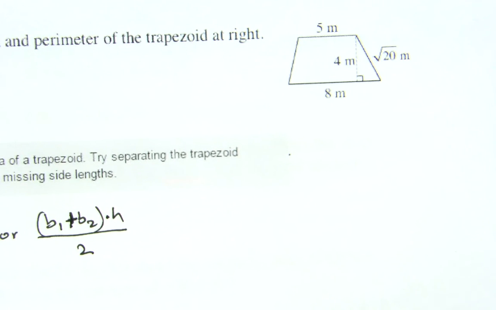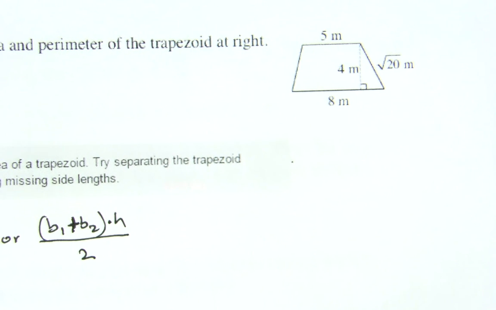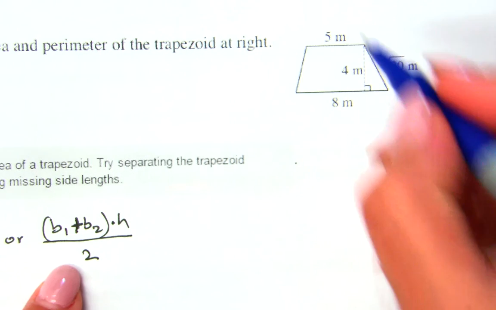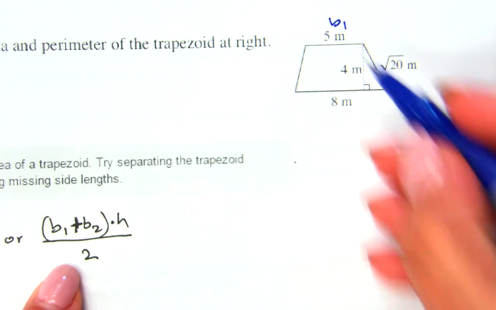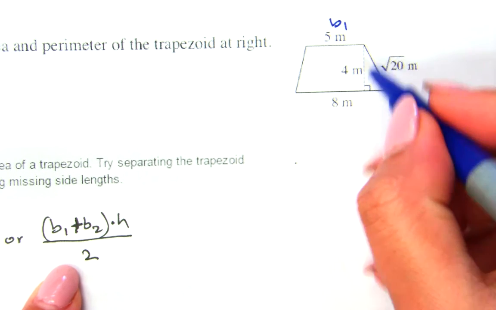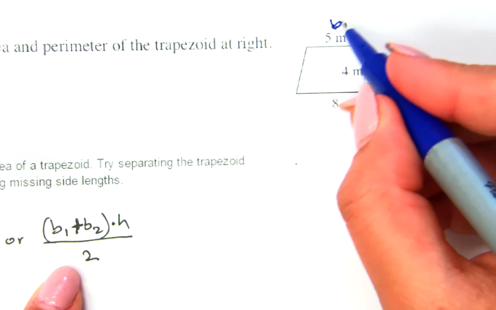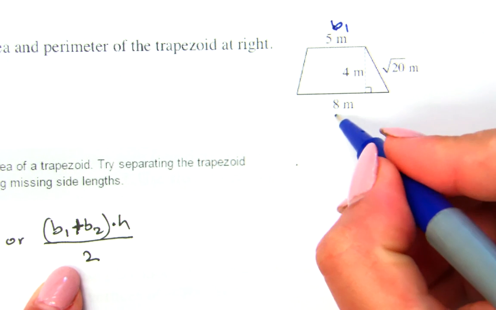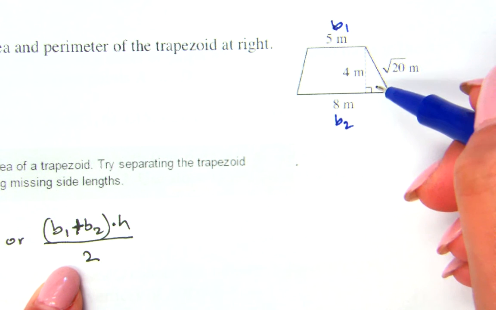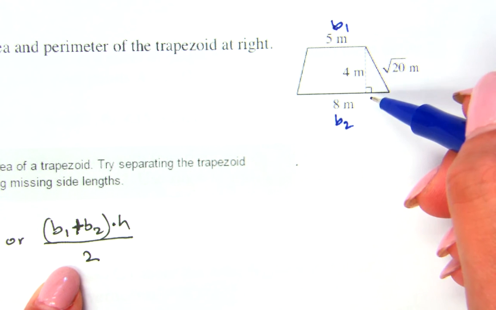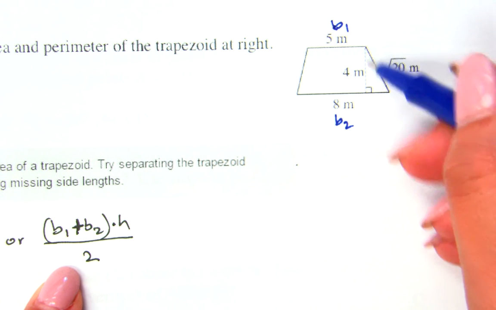All right. Here we go. Determine the area. Okay, that should be the easiest thing to do. So this is going to be B1. Let's say the one on top. It doesn't really matter. They're both B1. You can make this B1, that B2, doesn't matter. That's going to be my base 1. This is going to be my base 2. My height is what makes it perpendicular with the top and the bottom.